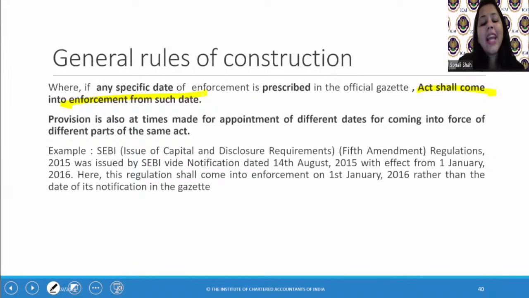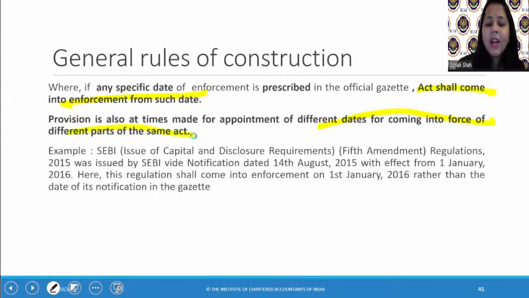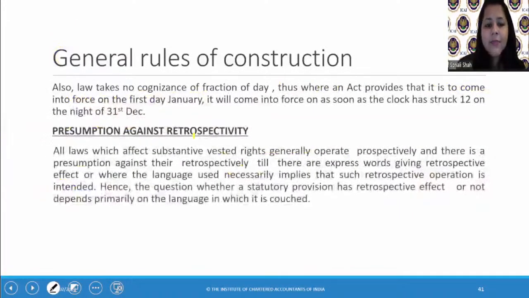Provision is also at times made for appointment of different dates for coming into force of different parts of the same act. This is something we have already seen in the Companies Act. The Companies Act came into effect in phases. Initially on 30th August, only Section 1 came into force. Then a few sections, and then a few more. So it is absolutely fine that an act can come into force in phases.